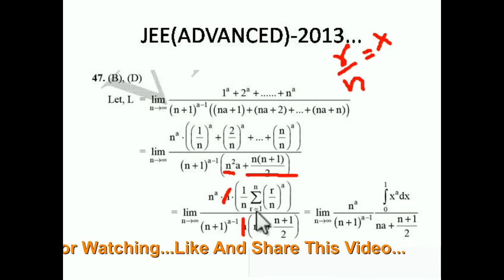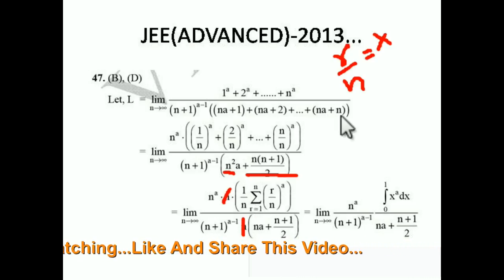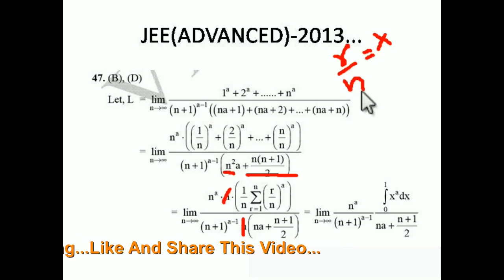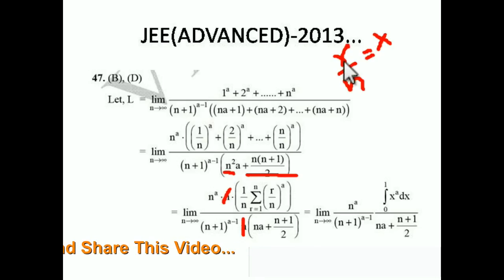Now for that, just take r is equal to 1 here. We have r is equal to 1 here. If we put 1 here, then we will have 1 by n. Now, we all know that n tends to infinite. So, what is the value of 1 by n? If n tends to infinite, then 1 by n tends to 0. So, for the lower value of r is equal to 1, we have the value 0 here.